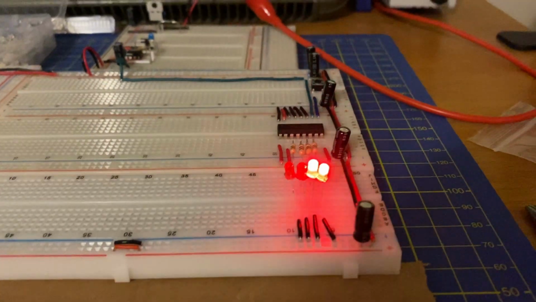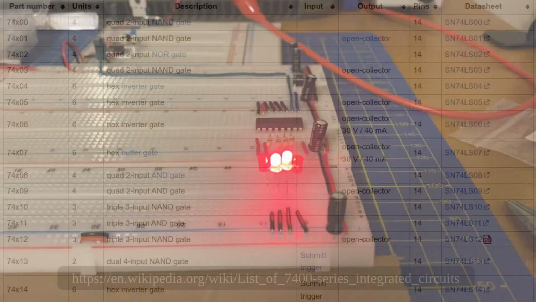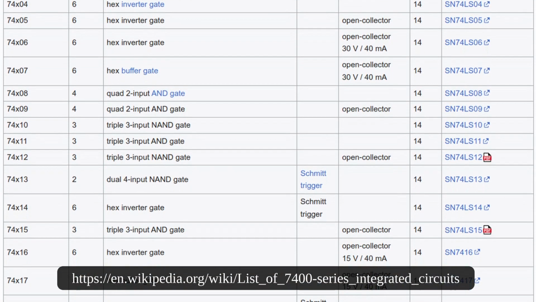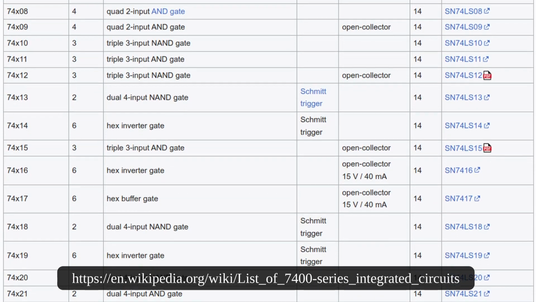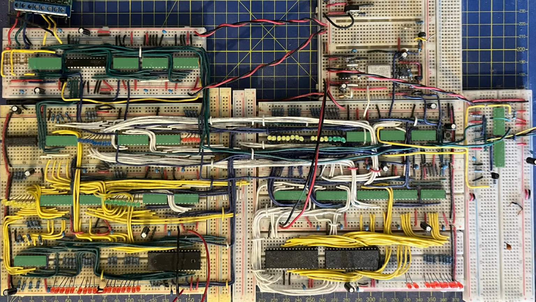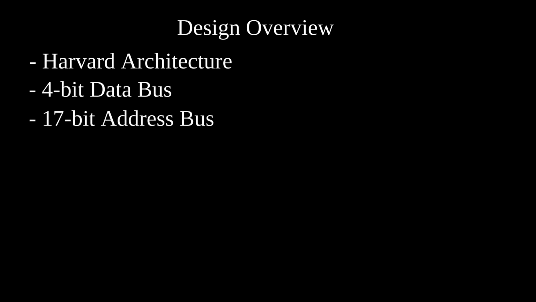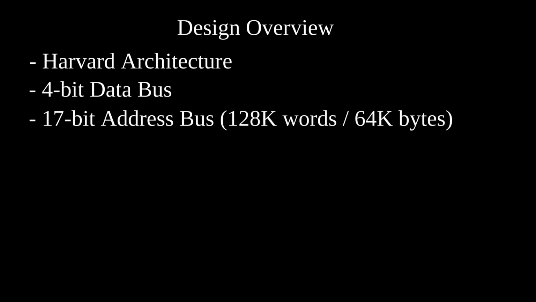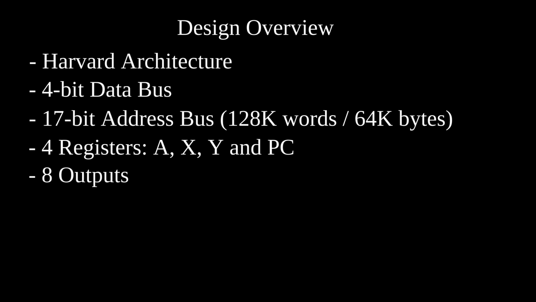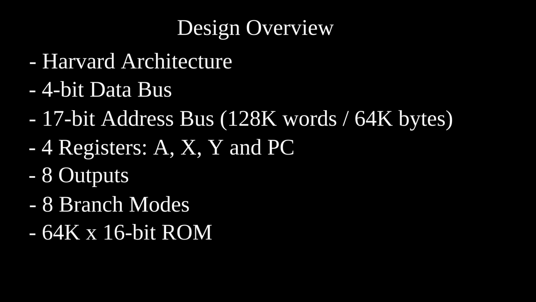Wilson is a breadboard computer built using 7400 series logic chips. These are a family of integrated circuits that were popular in the 1970s and 80s for providing compact logic and memory functions, a bit like digital Lego. The majority of the computer is built from these chips, with the remainder consisting of RAM, ROM, and a 555 timer. The design is based around a Harvard architecture, with a 4-bit data bus and a 17-bit address bus. This allows access to 128k words, or 64k bytes of RAM. It has 4 internal registers, 8 output bits, and 8 conditional branch modes shared between internal and external state. Program storage consists of 64k 16-bit words stored in 2 ROM chips. The computer is clocked at 8 MHz and executes 1 instruction per cycle.